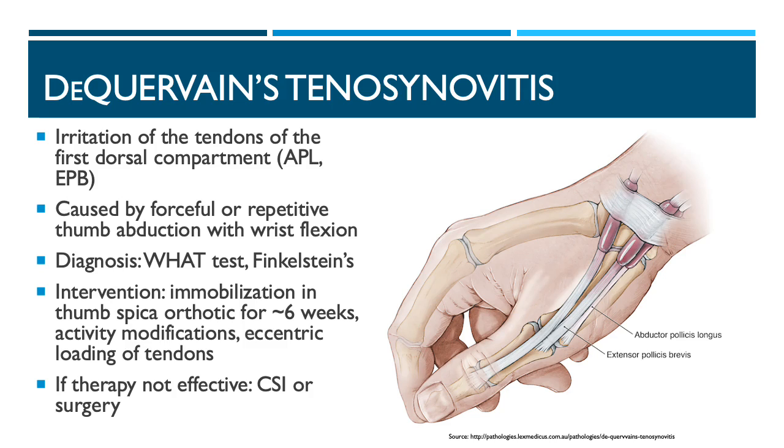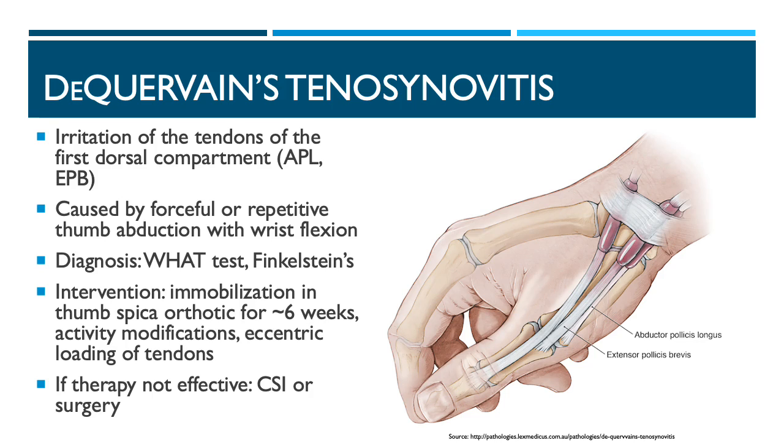Intervention for this is widely variable. One of the most beneficial things is immobilization with a corticosteroid injection. But we can also look at other things like eccentric loading of those tendons, activity modifications, and immobilization with a thumb spica orthotic for sometimes up to 6 weeks.